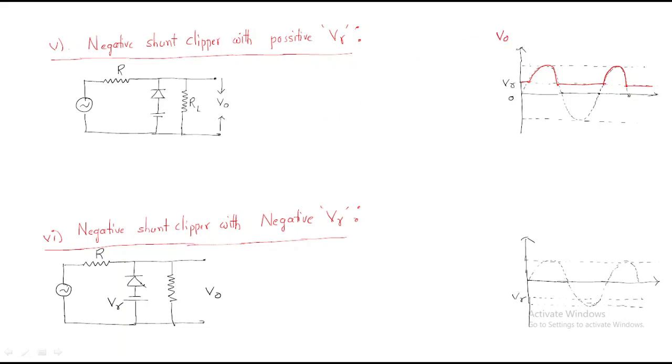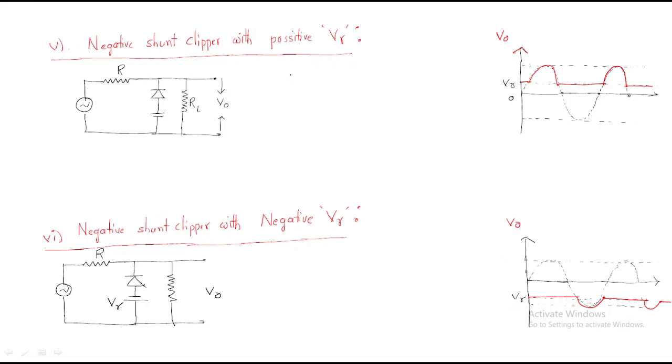Think, understand. Otherwise, you can solve this. You will get this. So negative shunt clipper with negative VR also. Here the negative VR is there, and the negative shunt clipper is there. So this is the negative portion. Look at this, this is the constant, and this is the negative shunt clipper, and this is the constant.